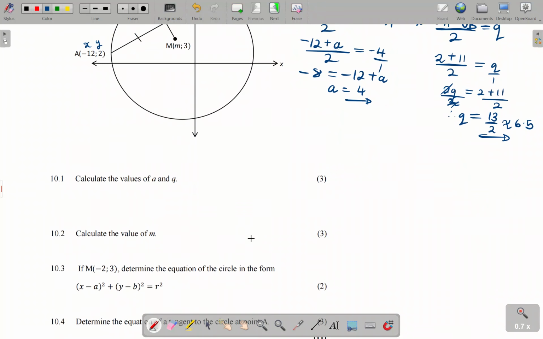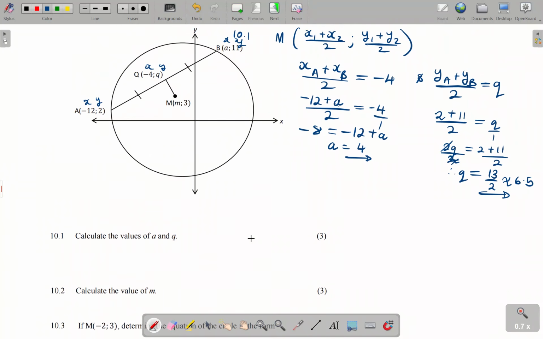So now calculate the value of M. Let me first erase this. To calculate the value of M, this is M here. M is the center there. So to find M, let's use the distance formula. We're just going to calculate the distance formula of these two, or use these ones. It's up to you which one you want to use.